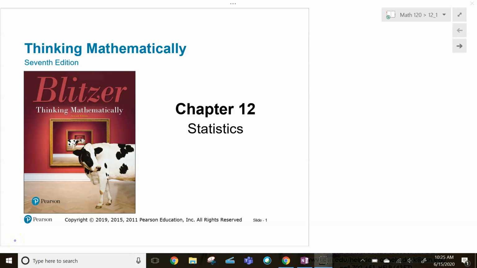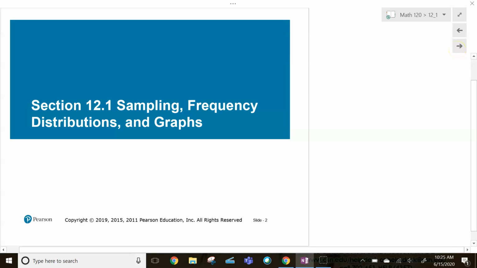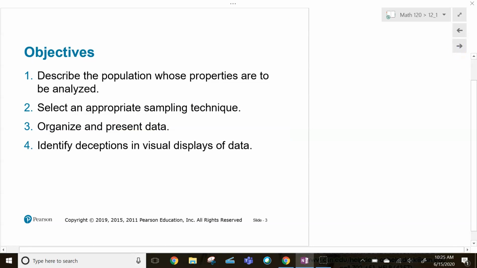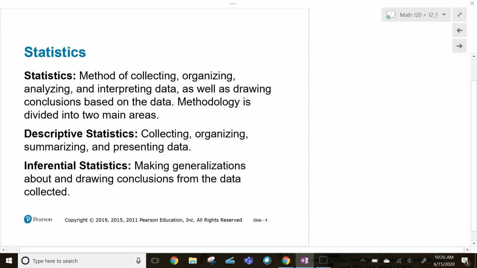We're going to take a look at statistics in this unit, sampling, frequency distributions, and some graphs. Here are our objectives. Let's start out with some vocabulary. First of all, statistics is the method of collecting, organizing, analyzing, and interpreting data, as well as drawing conclusions.